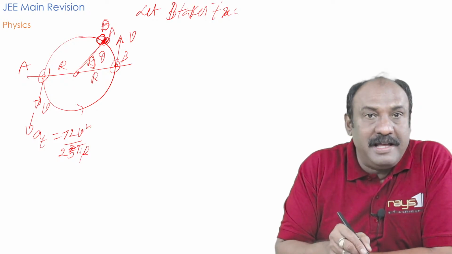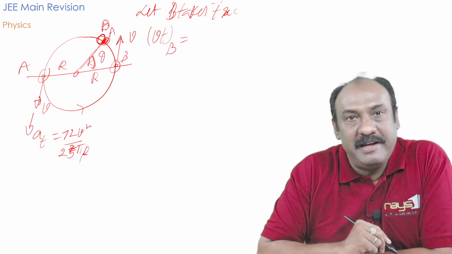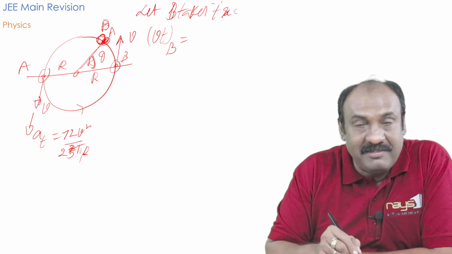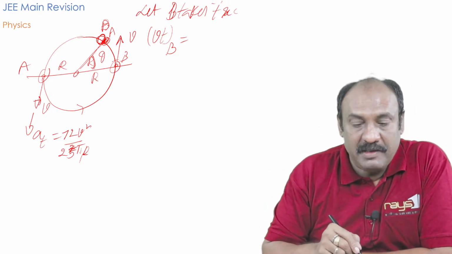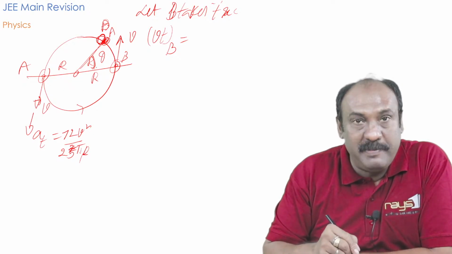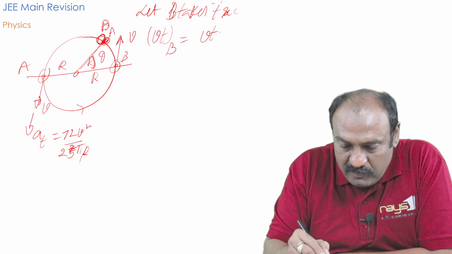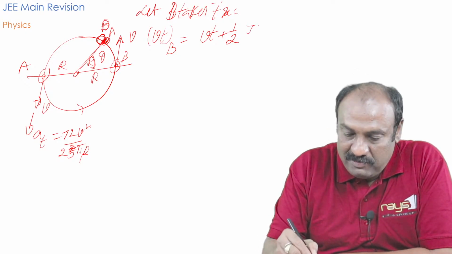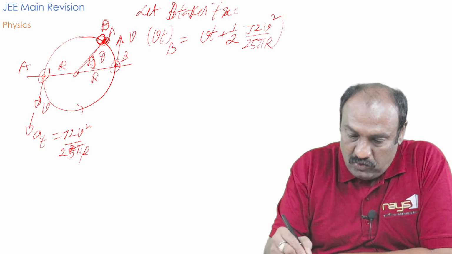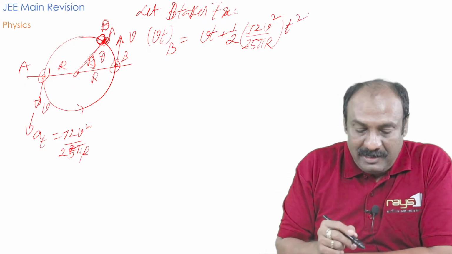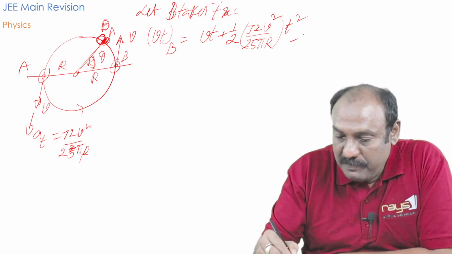So what is the distance covered by B in t seconds? Because it moves with constant speed v on circular track for t seconds, the distance covered is nothing but arc length, velocity into time, v t. This equals the distance covered by A with respect to B. With respect to B, what is the distance covered by A? It moves with acceleration starting from initial velocity, so v t plus half a t square, where a is 72 v square by 25 pi r, half a into t square. With respect to position B, A lags by a distance of pi r, so minus pi r.